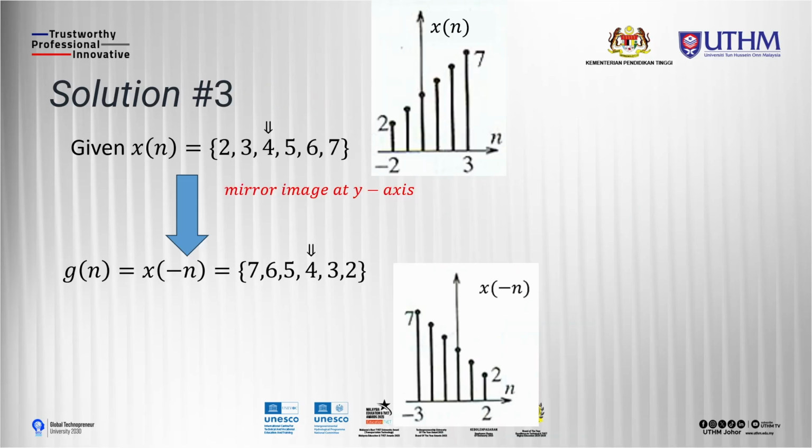The third question is about folding. The question is like this: g[n] equal to x[-n]. So this minus refers to the folding. Folding means mirror image at the y-axis. For example, you put a mirror at the y-axis. If you look at the numeric sequence 2, 3, 4, 5, 6, 7, the values change location only. We cannot change the origin. The origin must remain the same, just like this one.